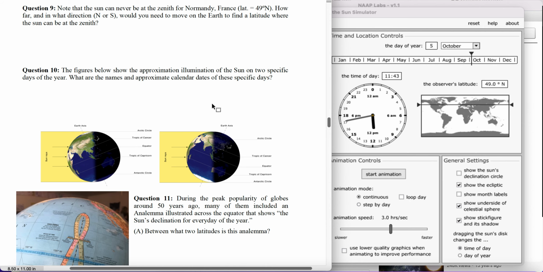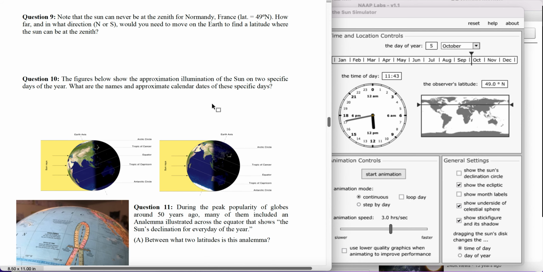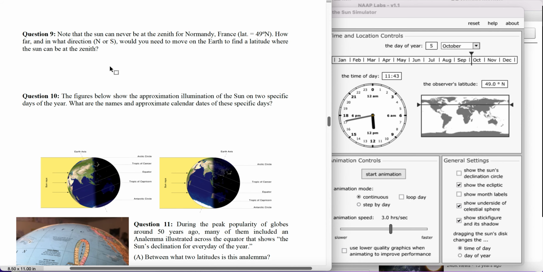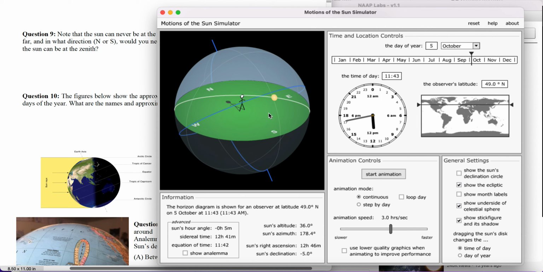We're going to really start exploring something more about the path of the sun. All right, so note that the sun can never be at the zenith for Normandy, right? It never actually reaches that highest point. The sun is never directly overhead. Even if we go to the longest day of the year, June 21st, which, we will show later, holds for any latitude above the tropics.